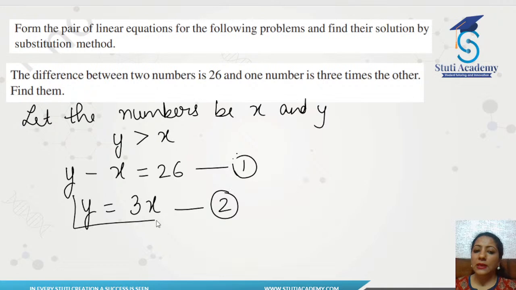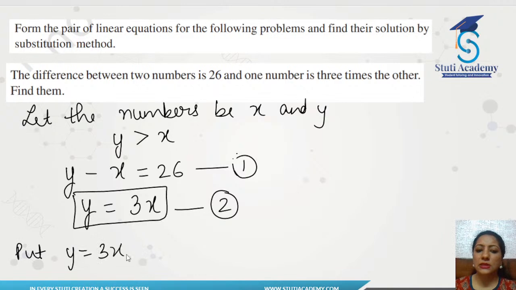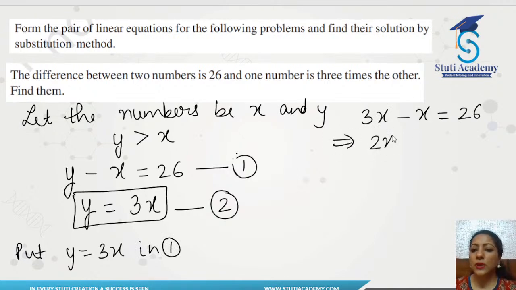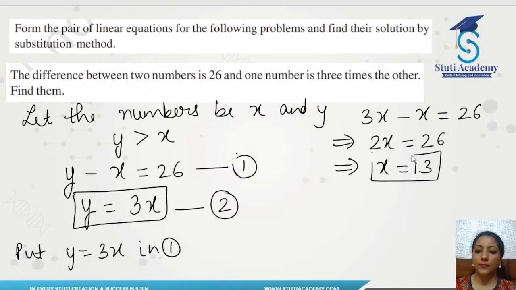Please notice here in the second equation, y is already given in terms of x. So we have saved our effort here. We can just put this value of y in the first one. So we are going to put y is equal to 3x in the first equation. So we'll replace this and we'll get 3x minus x is equal to 26. That is actually 2x equal to 26. Finally, we've got x as 13. 26 over 2, that's 13.